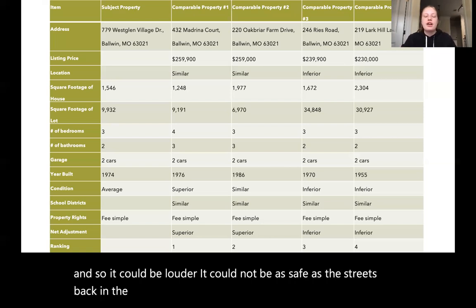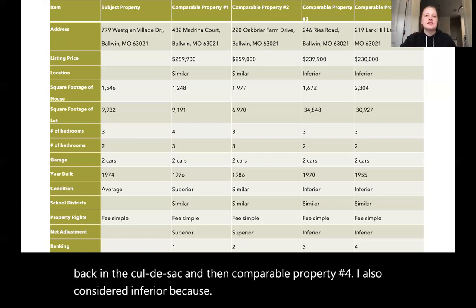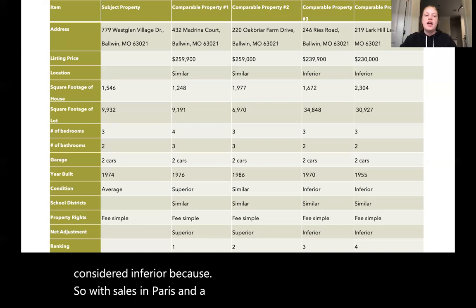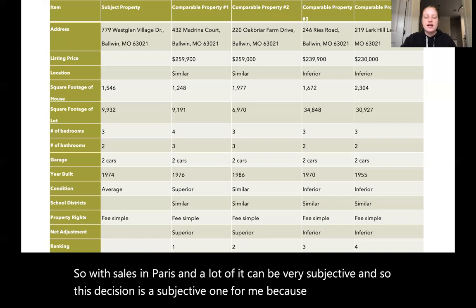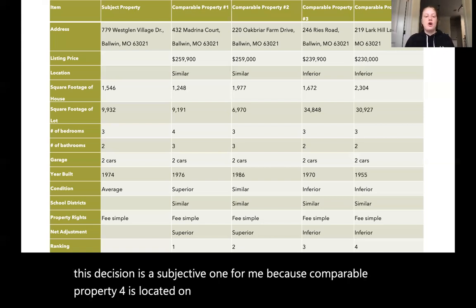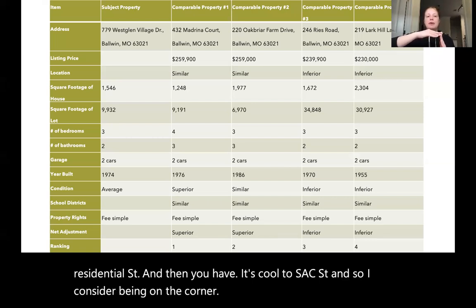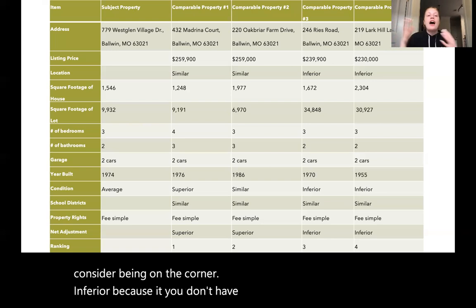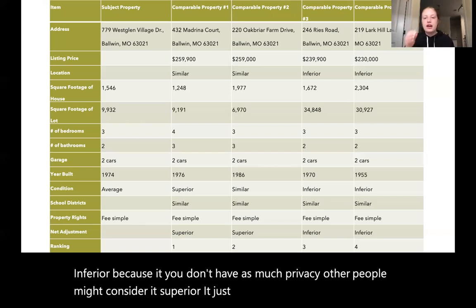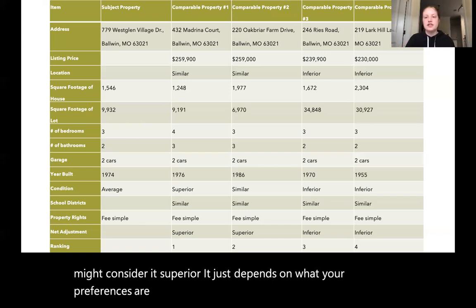And then comparable property number 4, I also considered inferior because with sales comparison, a lot of it can be very subjective. And so this decision is a subjective one for me because comparable property number 4 is located on a corner. One street here is a busy residential street, and then you have its cul-de-sac street. I consider being on the corner inferior because you don't have as much privacy. Other people might consider it superior. It just depends on what your preferences are and what you think buyer preferences are.